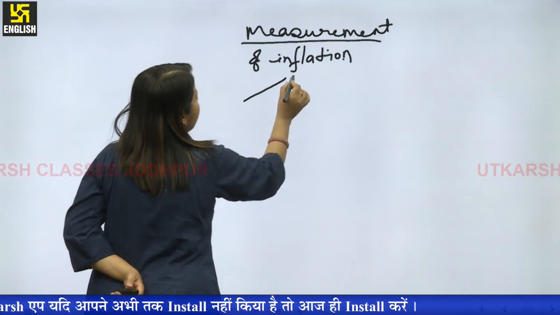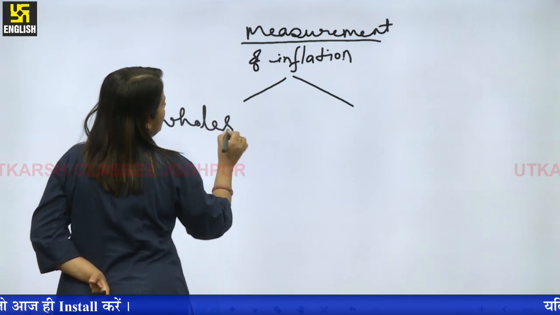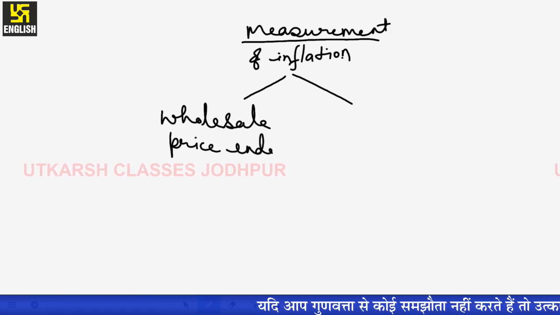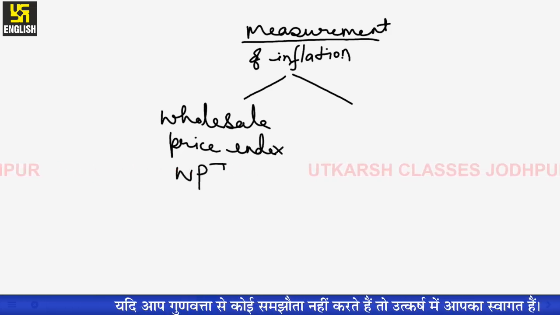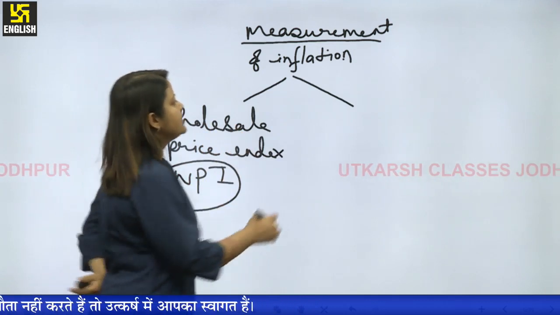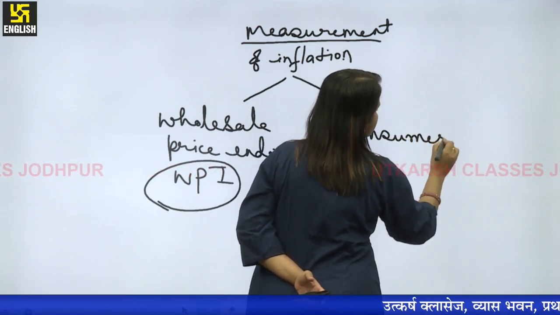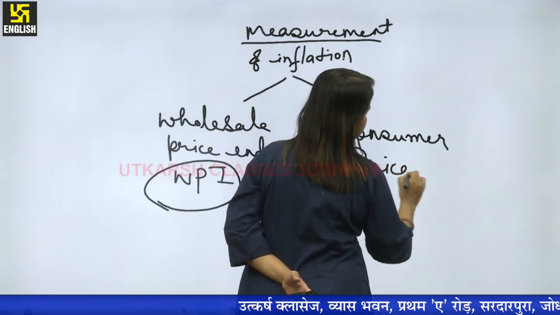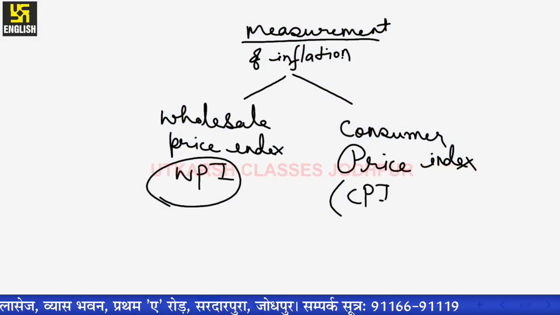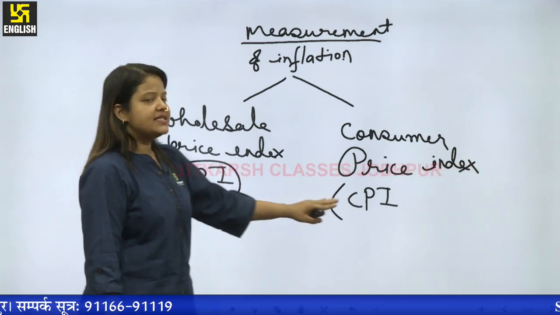Measurement of inflation: there are two types of indexes. First is the wholesale price index, which is called WPI. The second type of measurement is the consumer price index, which is called CPI, right? So we can measure the inflation from WPI and also from CPI.